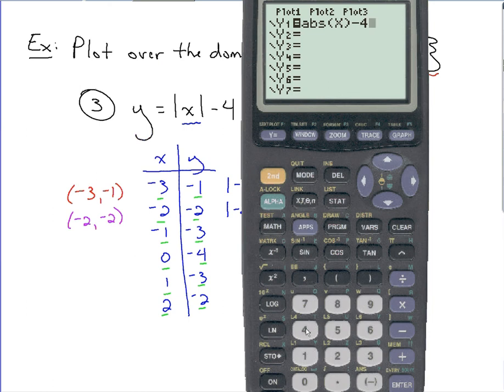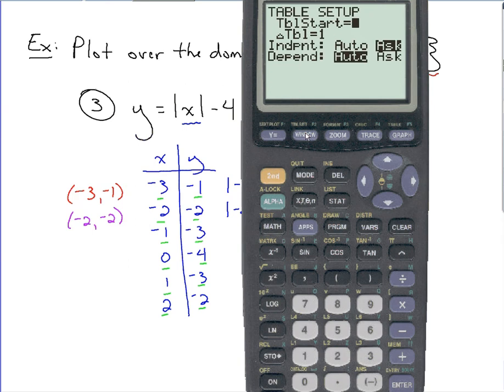If I want to cheat a little bit with these tables, after all, this table is just an xy chart. If you hit second and you hit window, that takes you to the table setup. Under table setup, what you want to make sure you have as an ask option is the independent variable. So chances are, if you haven't done this before, it's probably on auto. You want to change it to ask. So put it on ask, hit enter.